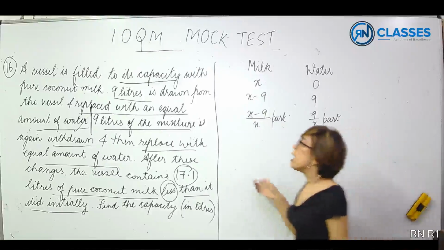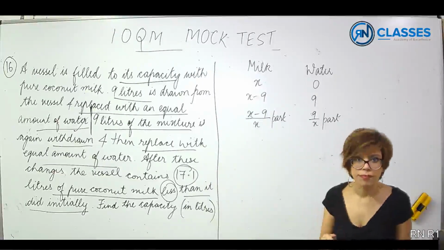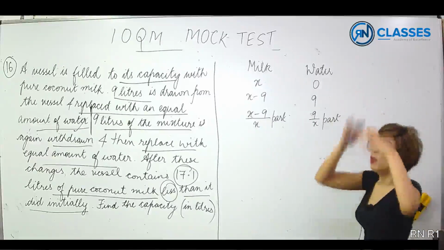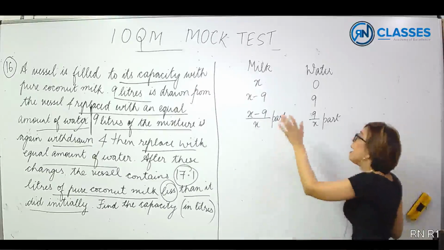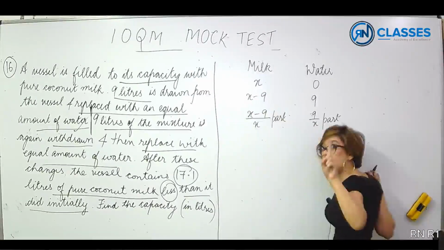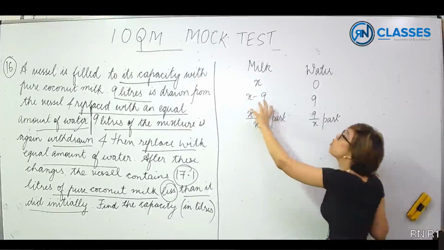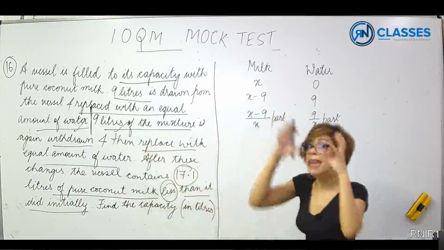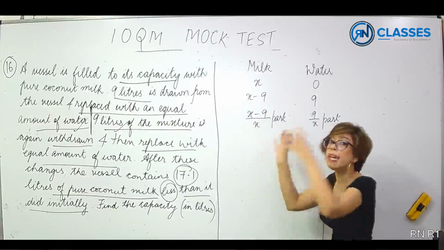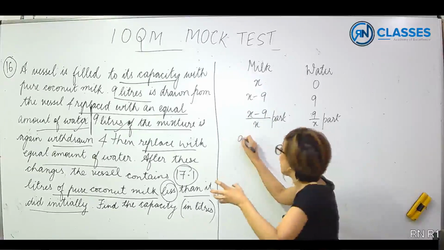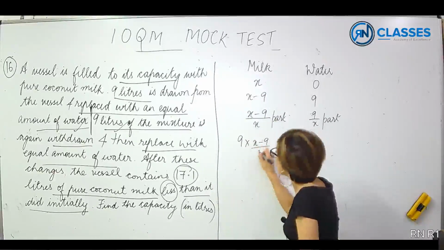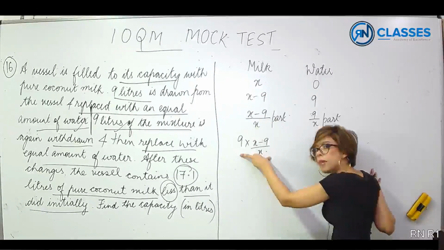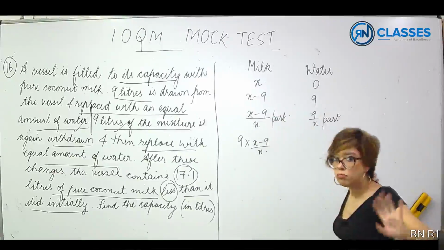Okay. Now he says 9 liters of mixture is withdrawn. So obviously some milk would be taken out of that mixture and some water would be taken out. Now I know that in the entirety of one, I have this much part of milk. Now how many liters do I need to withdraw? 9. So in 9, how many parts of milk will be taken out? That would be 9 into (x minus 9) divided by x, because in 1, I had this much part, so in 9, I would have this much part. Now, this much has been taken out.